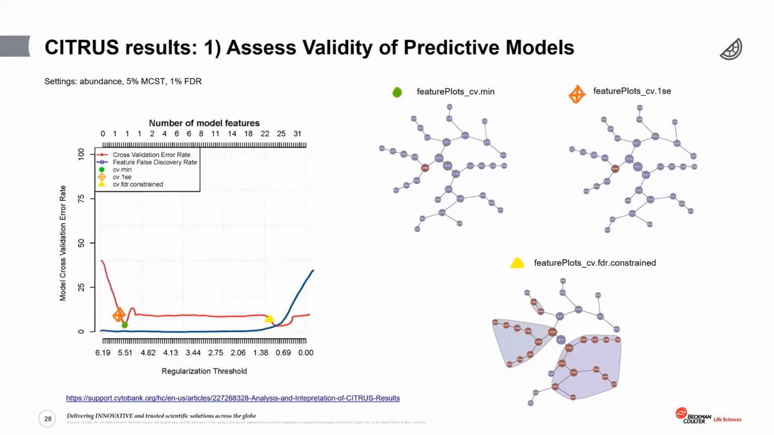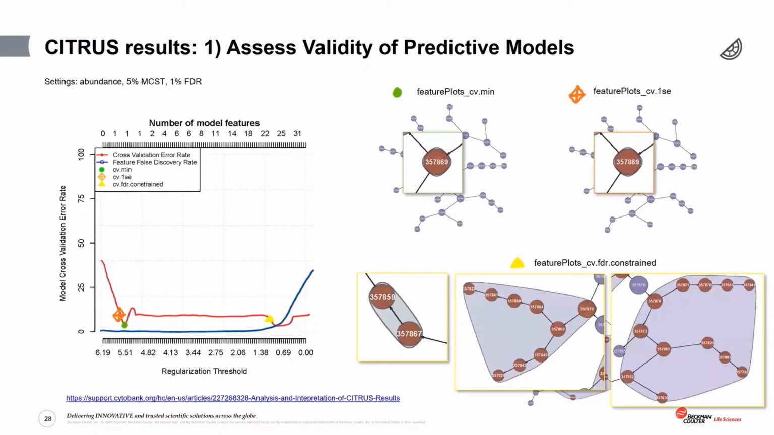These 3 corresponding trees show us where the significant features are in each model. You can see that they all contain one specific cluster, number 357869. But additionally, the FDR constraint model has several more features that fall into 3 separate branches on the tree.